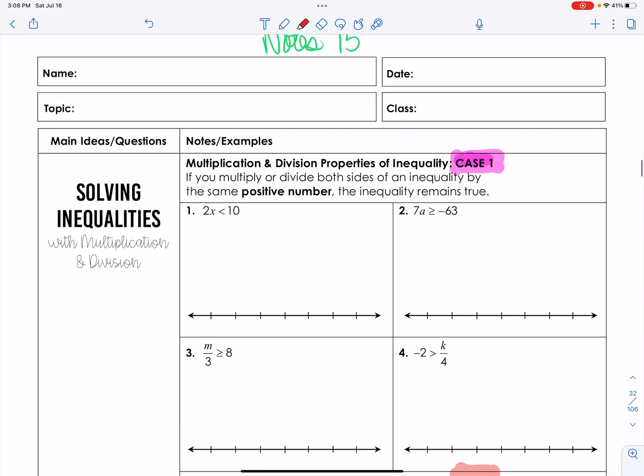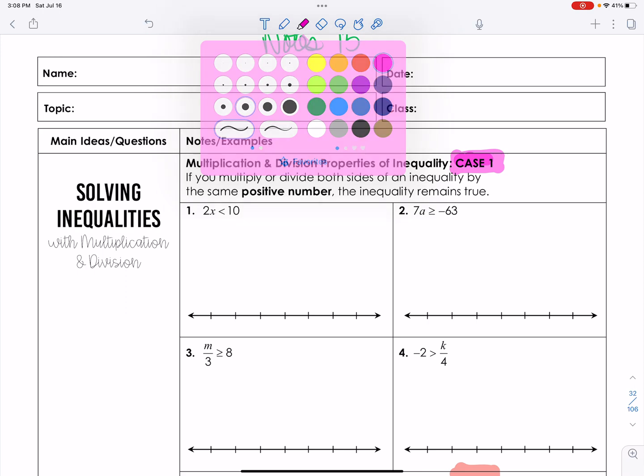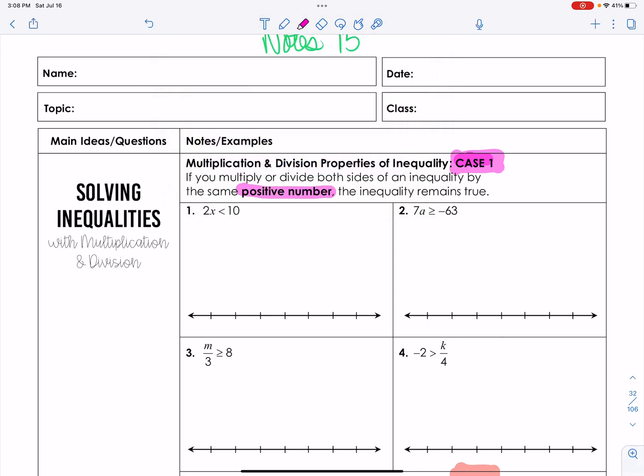Okay, so case one is when you're multiplying and dividing properties of inequalities. You can multiply or divide both sides of an inequality by a positive number, and the inequality remains true. Okay, and so let me show you how this works. So this is being multiplied by 2. So I can divide both sides by 2, and that's saying x is less than 5. So if I go 5, 6, 7, 8, 4, 3, 2, open circle at 5, plug that in, and it's going this way.